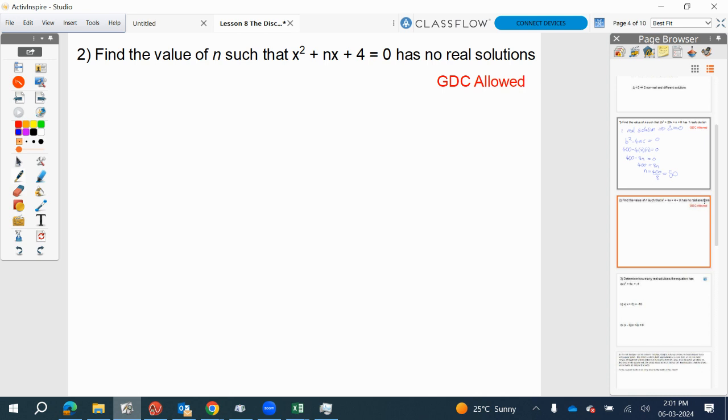What value must the discriminant have? It needs to be negative. So we get b squared minus 4ac has to be negative. Let me just list up over here. What is the value of a from that equation? 1. What's the value of b?